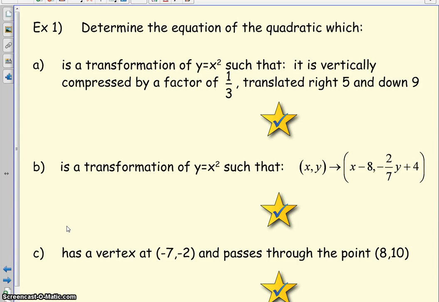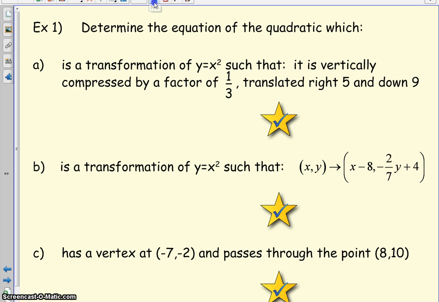Alright, so just to quickly finish up this lesson, just playing a bit more around dealing with transformations, mapping rules, and equations of quadratics, trying to make connections between the three representations. Given some information here, you're going to try and determine the equation of the quadratic. So in the first case here, I'm giving you the transformations.